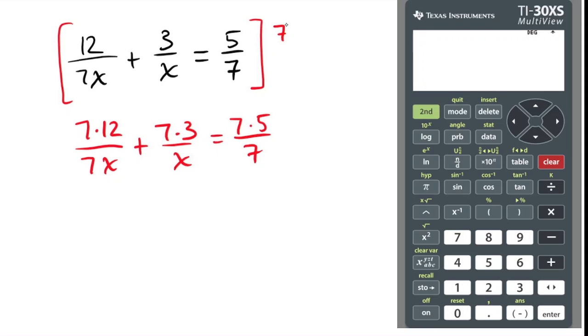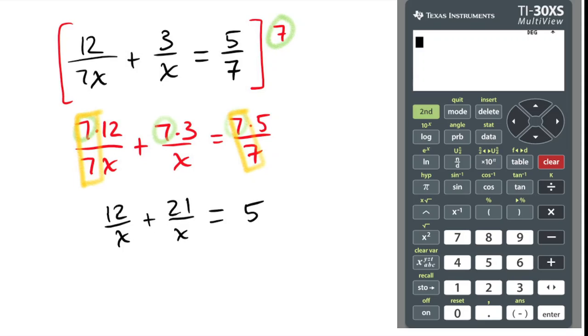So what I've done is these 7s represent the fact that each term across that entire equation received a new factor of 7. Now, because of that, you can see this created a giant 1. This created the number 1. So this equation can be rewritten in the somewhat more simple form, 12 over x plus 21 over x equals the number 5.